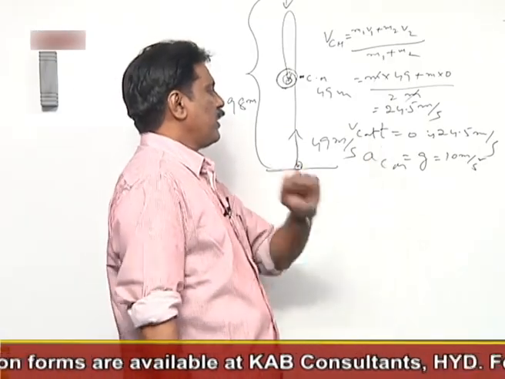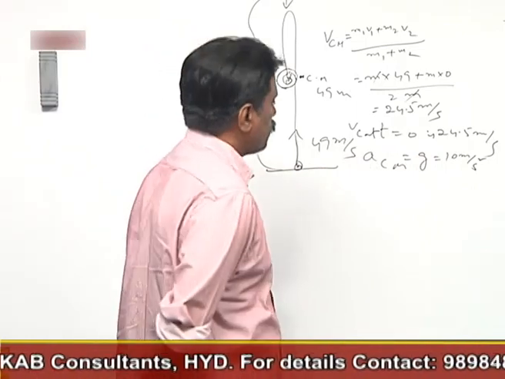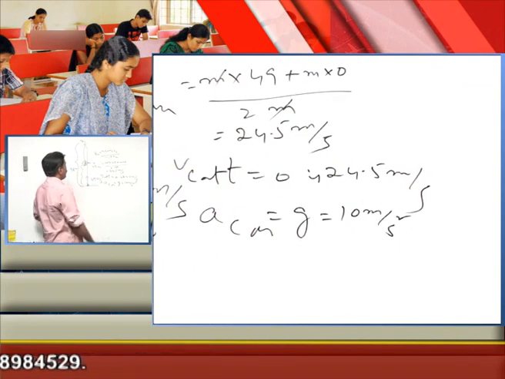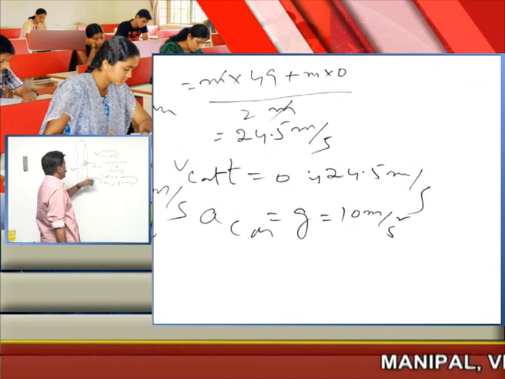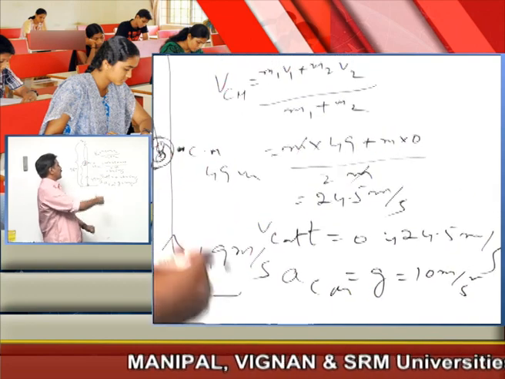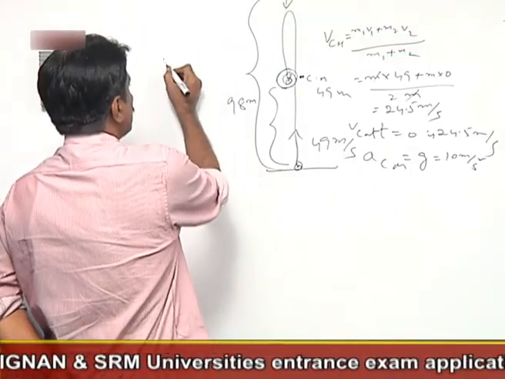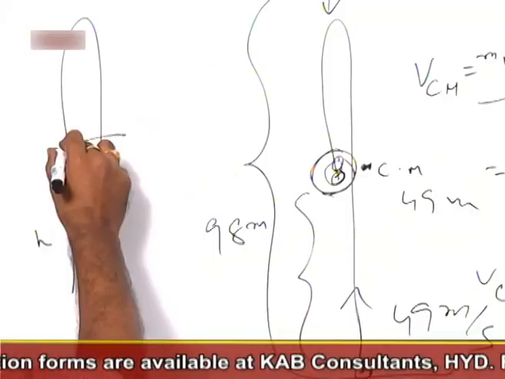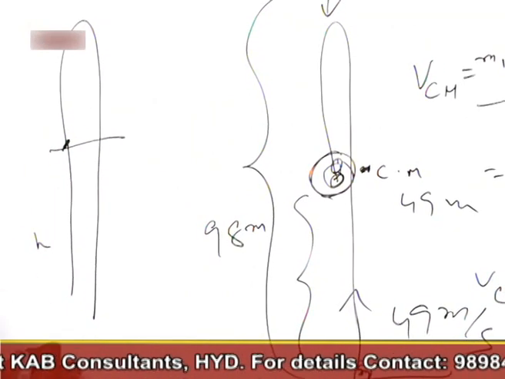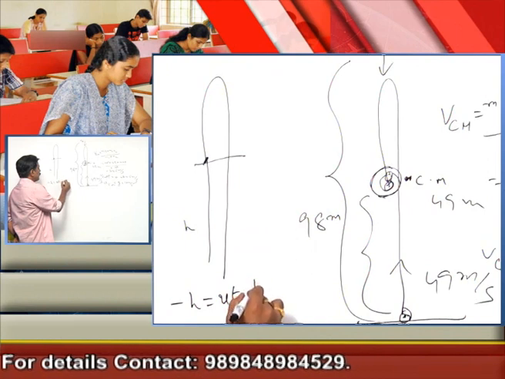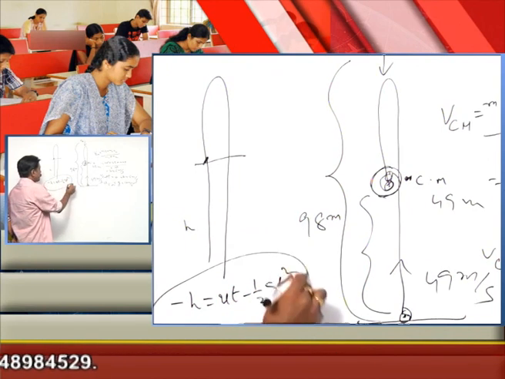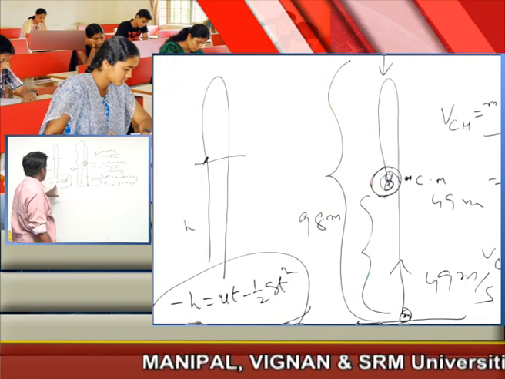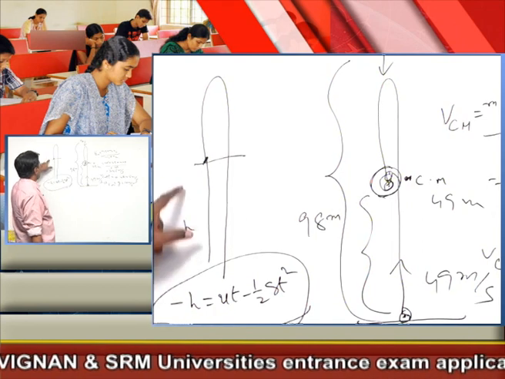The initial velocity of the center of mass is 24.5 meters per second. It is at a height of 49 meters from the ground. So it is equivalent to a particle projected upwards from a height h. Suppose a particle is projected from a height h like this, its equation of motion is minus h is equal to ut minus half gt square. This equation is used to find the time taken for this particle to reach the ground when it is projected upwards with a velocity u from the height h.